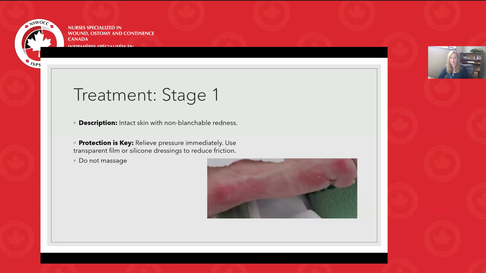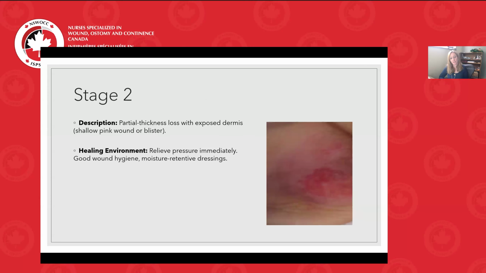We want to make sure that we're not massaging the area because that tissue is already damaged. Massaging it can actually cause those capillaries to break and can worsen the pressure injury. When we look at stage 2, this is a partial thickness. So there is loss of the epidermis. You usually have exposed dermis, which is pink. It might be shallow, a clear fluid-filled blister.